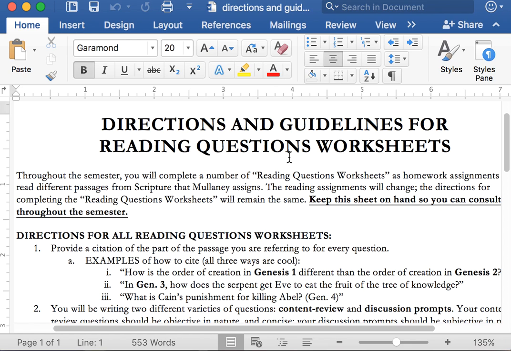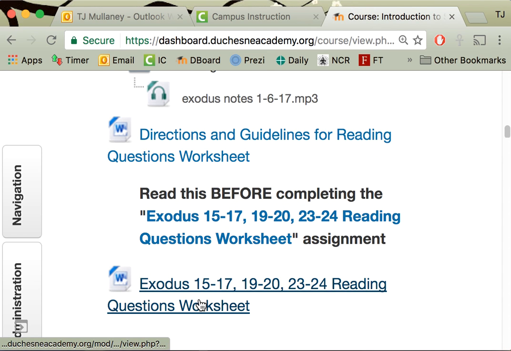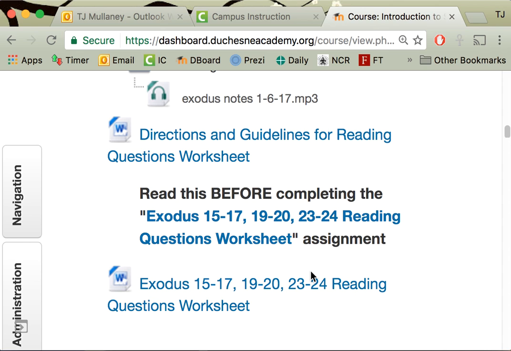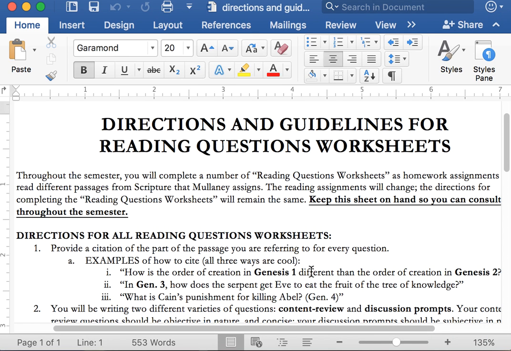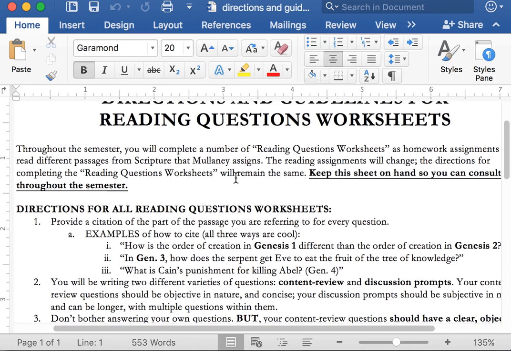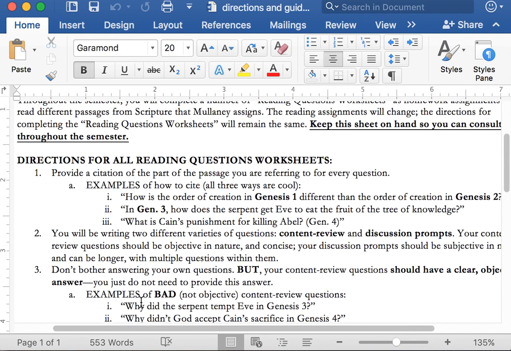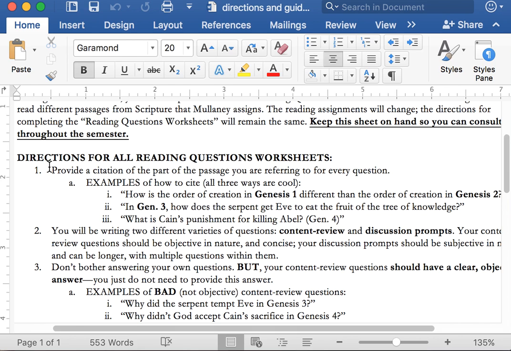So as you might have inferred from the title of the other worksheet, you'll be working on reading these chapters in Exodus and then creating questions over that material. And yeah, it's easy for me to grade, but it shows that you know the material if you can create a good question over that material. So the question then is, what counts as good questions? So that's what this directions and guidelines worksheet is for. So read every word on this thing before you start writing questions, and it'll tell you what you need to do.